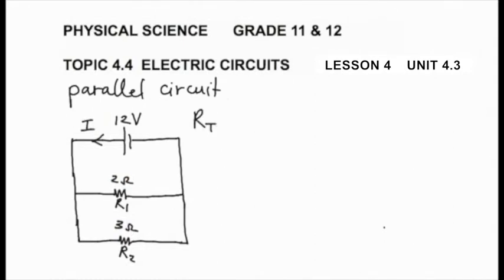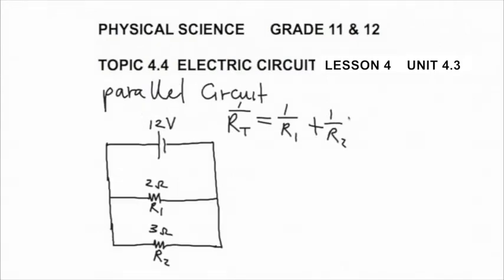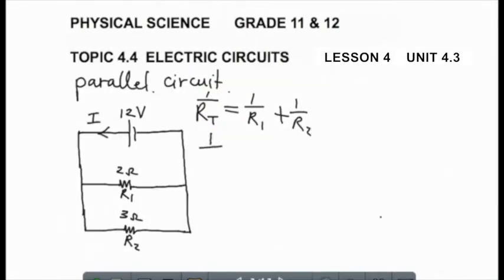RT, 1 over RT equals 1 over R1 plus 1 over R2. So this is, in other words, the formula to calculate 2 resistors that are connected in parallel. This is how we have to write the formula. So in a way, if we substitute the values of those distinct resistors, we can have 1 over RT, which is the total resistance.